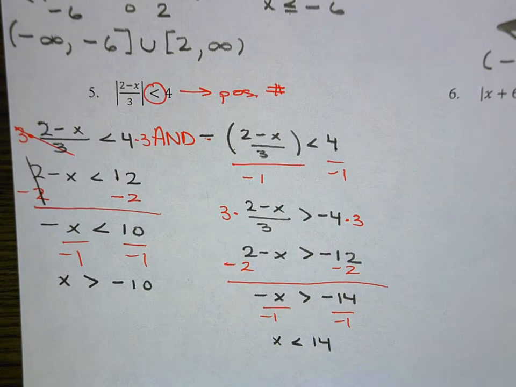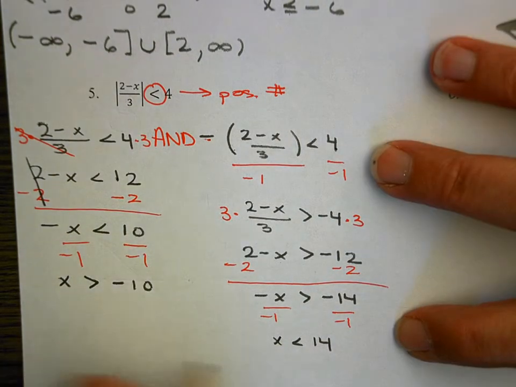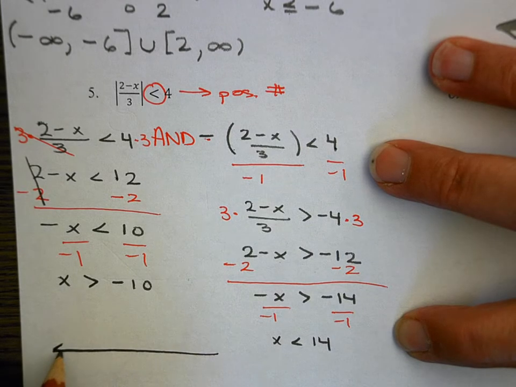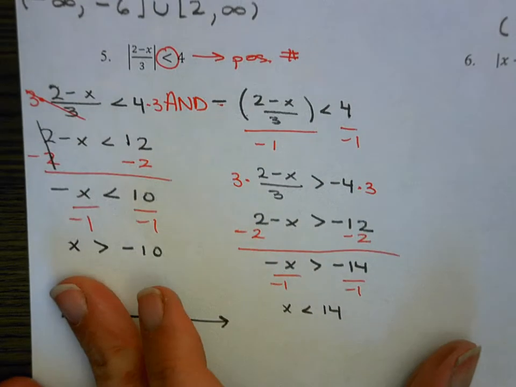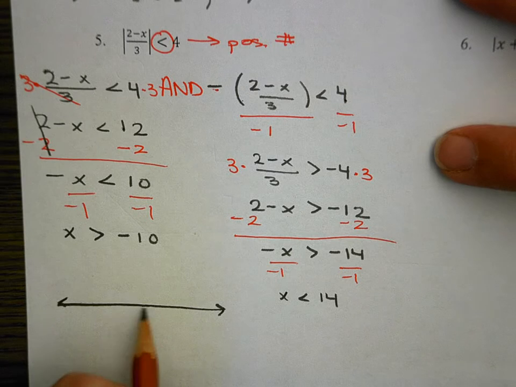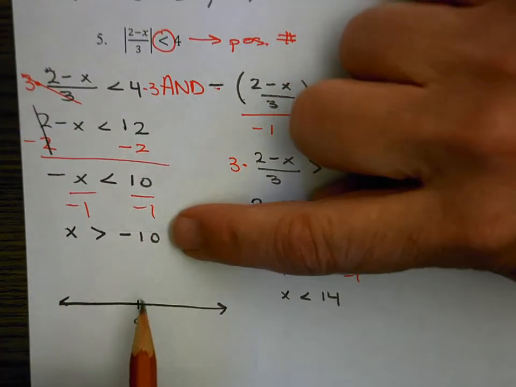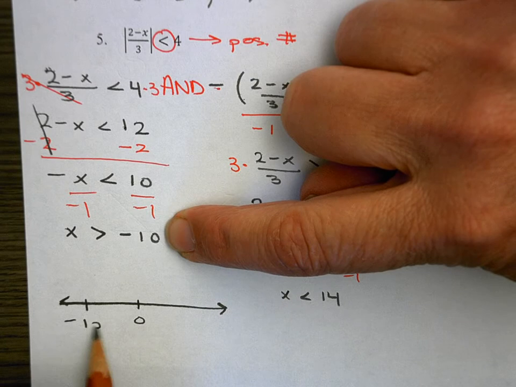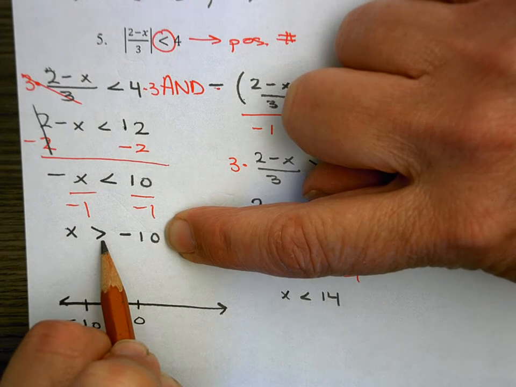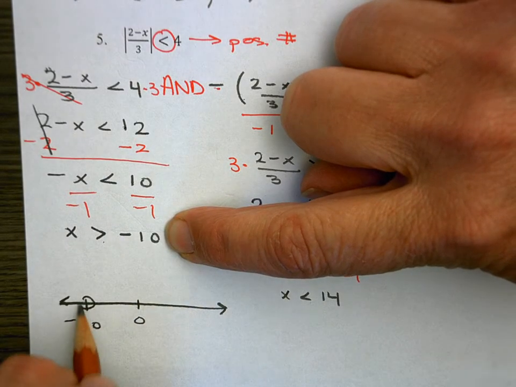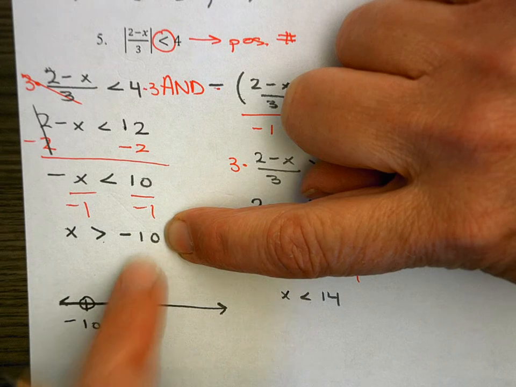So then now I'm going to go ahead and graph. Then I'm going to mark 0, not because I have to, I just do. And then -10 is somewhere over here. It's going to be an open dot, right? Open dot because it's not equal. And then this is greater than, so greater than means to the right.